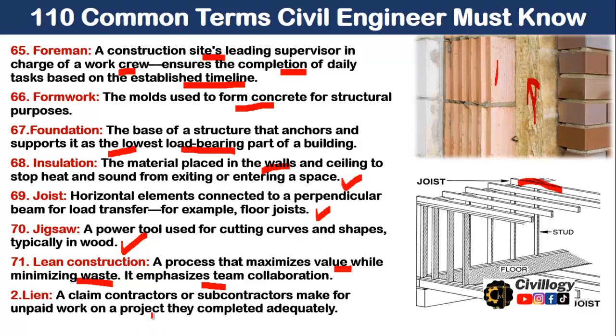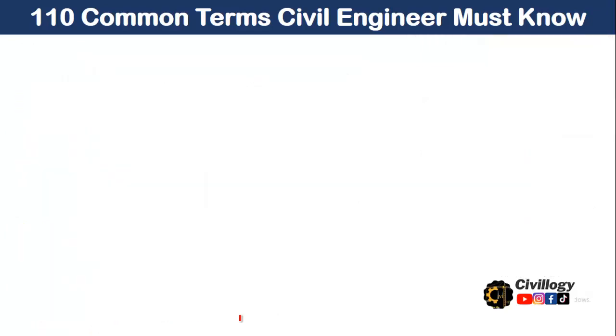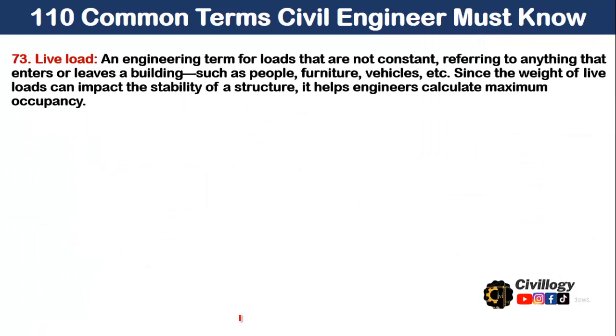Lien. What is lien? A claim contractors or subcontractors make for unpaid work on a project that was completed adequately. Okay. Point number 73, live load. What is live load? An engineering term for loads that are not constant.